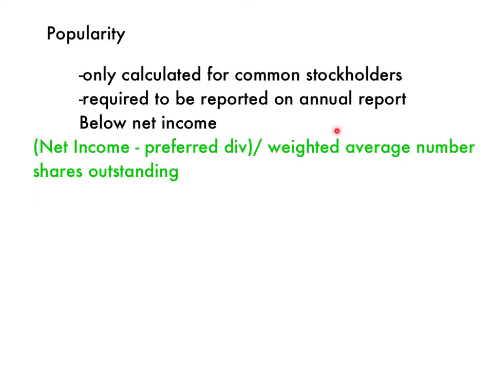I've actually listed what the earnings per share calculation is, and we start with our net income. You can see right here we're going to subtract out any preferred dividends, holding true to the fact that it's only for common stockholders. And then we divide that by something called the weighted average number of shares outstanding, which I will explain to you in a future video.